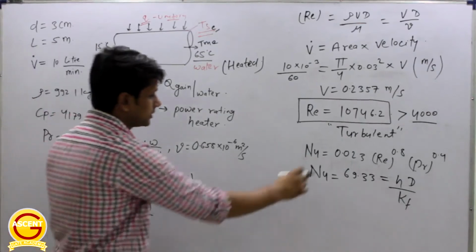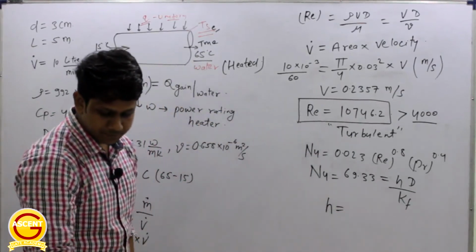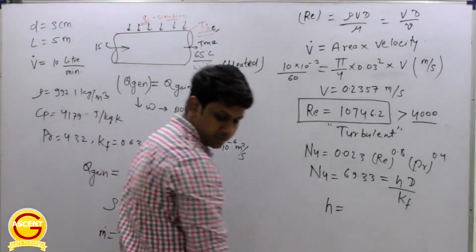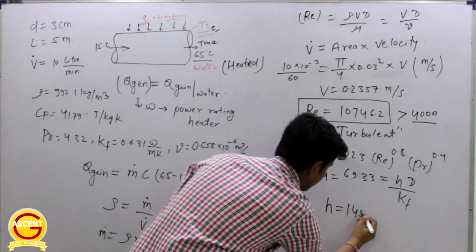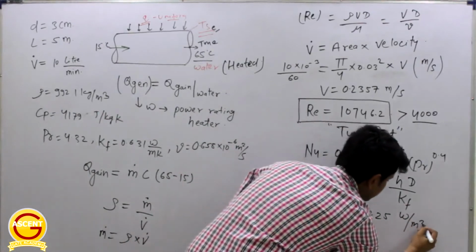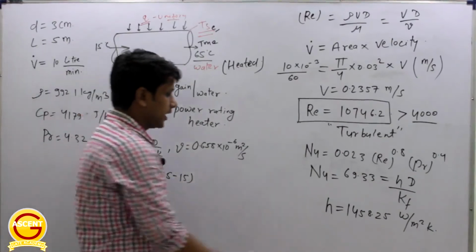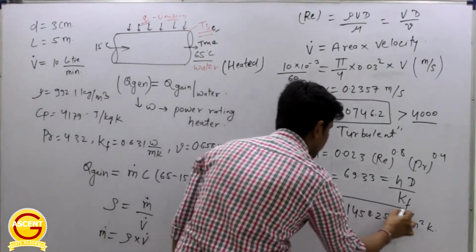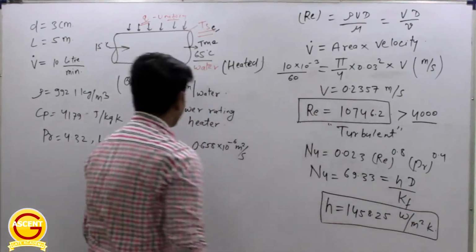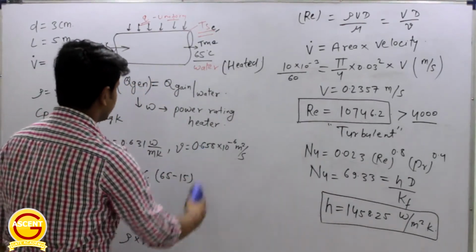So calculate this H value, the heat transfer coefficient, you will get 1458.25. And the unit will be watt per meter square Kelvin. Right. So by this analysis, we have calculated this heat transfer coefficient value. And now we will use that heat transfer formula and we will try to calculate the surface temperature at exit.